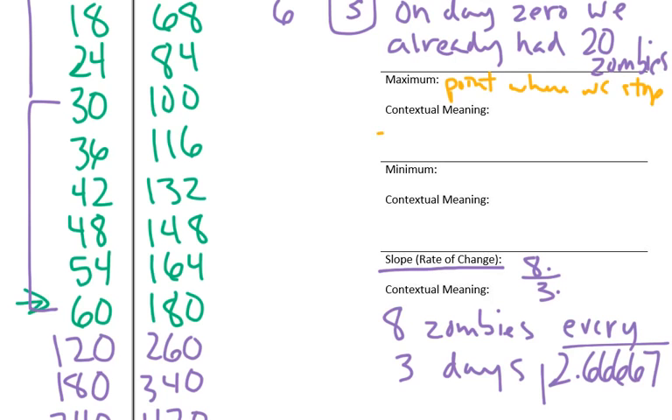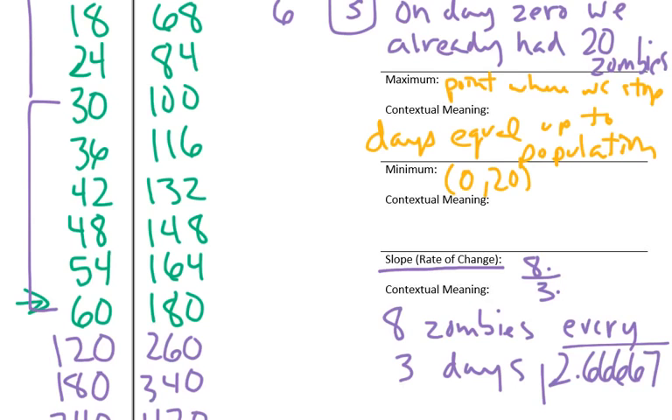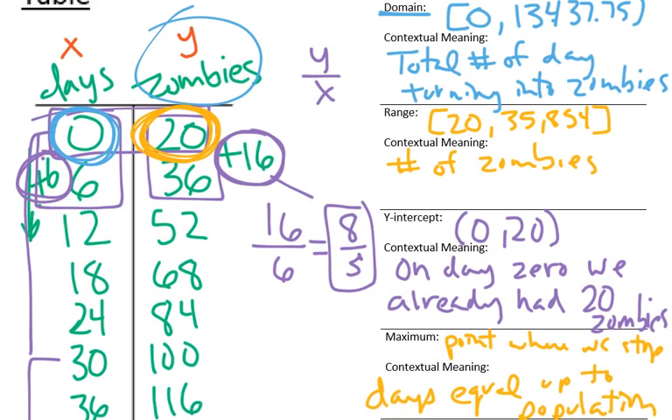In the contextual meaning, that's when the days equal up to population. Okay. When our population is at that maximum point. Okay. The minimum, that would be the 0, 20, right? It's where we start. The least amount of zombies. Okay? So there we go.